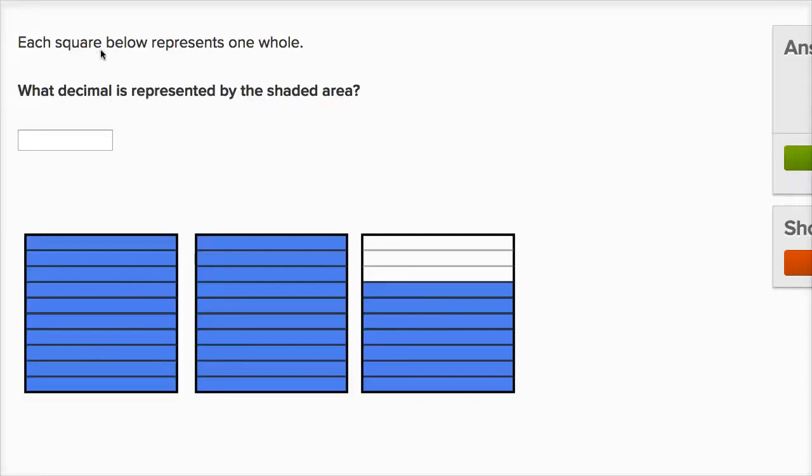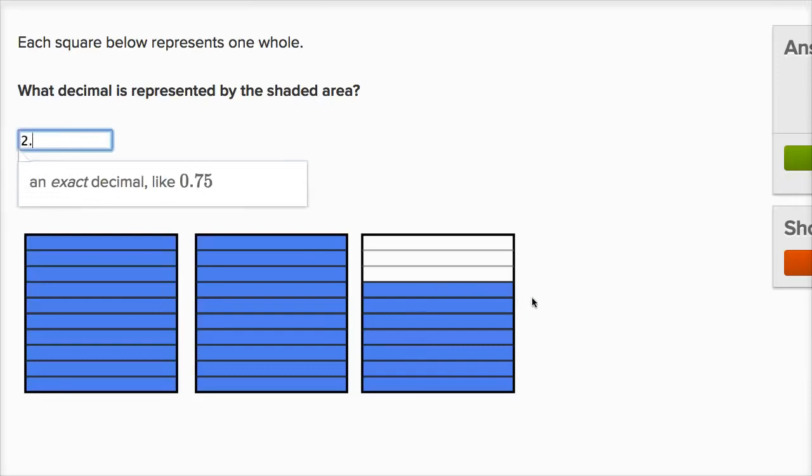We're told that each square below represents one whole. So this square is a whole, this is another whole, so together that's 2. And then we have something less than a whole. And they say, what decimal is represented by the shaded area? So it's going to be 2 and then something. So it's going to be 2 point something.